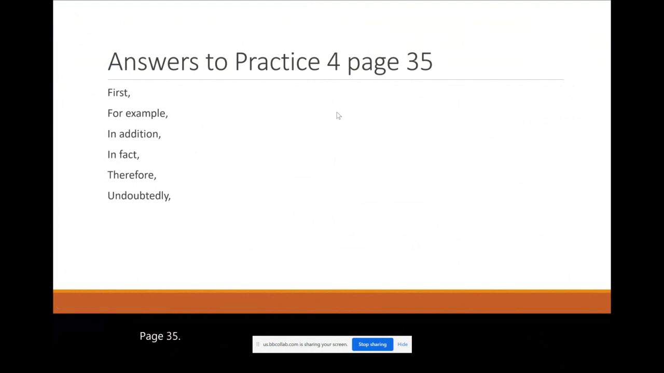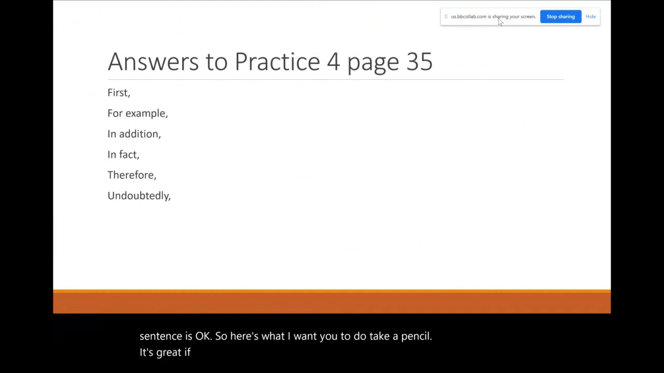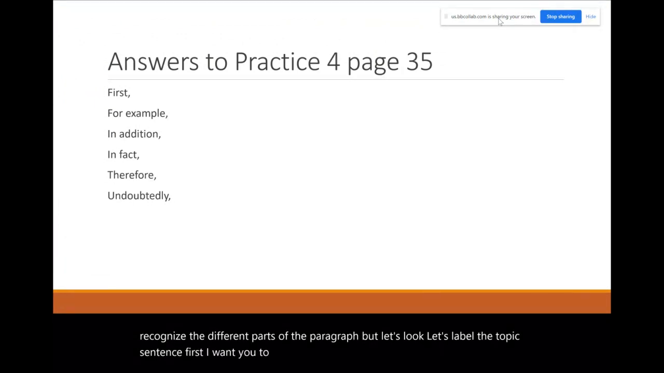You guys remember, once again, we have a short paragraph. And what do we need to look at when we're looking at this paragraph? I want you to look at those 3 parts of a paragraph and how they broke it down into sentences, okay? So here's what I want you to do. Take a pencil. It's great if you have different colored pencils or highlighters so you can recognize the different parts of the paragraph. But let's label the topic sentence first. I want you to put TS, topic sentence.